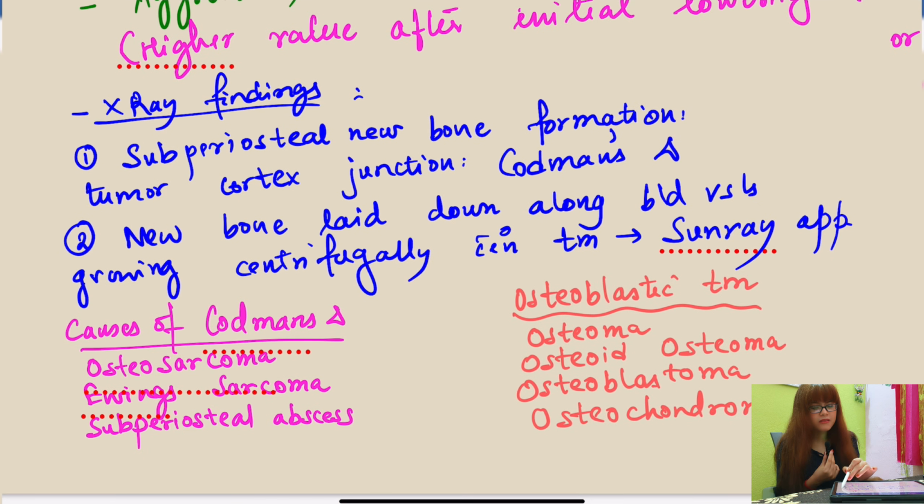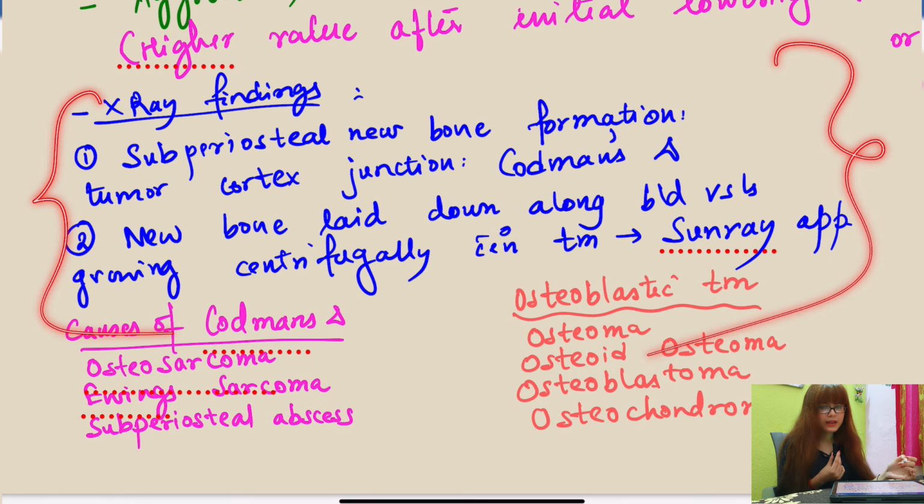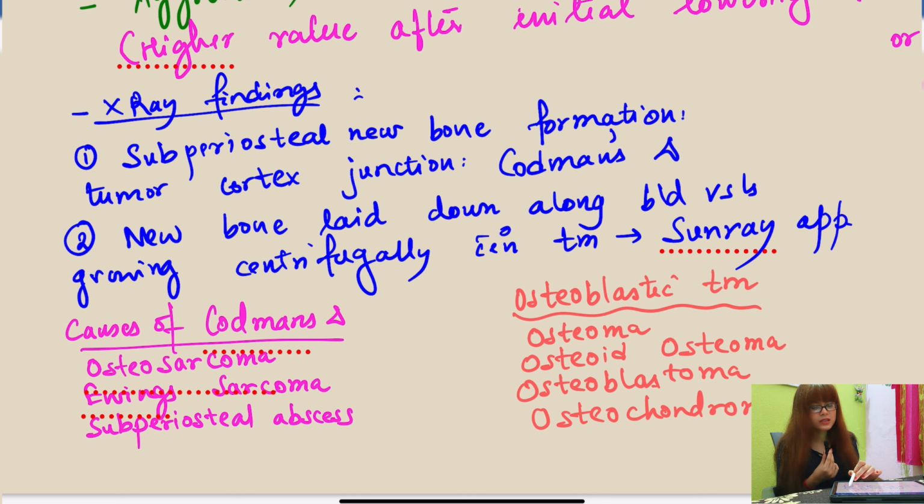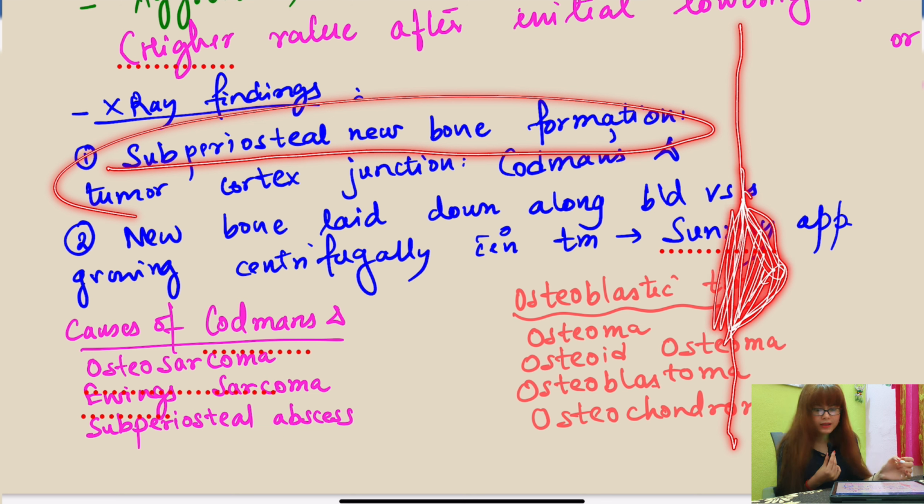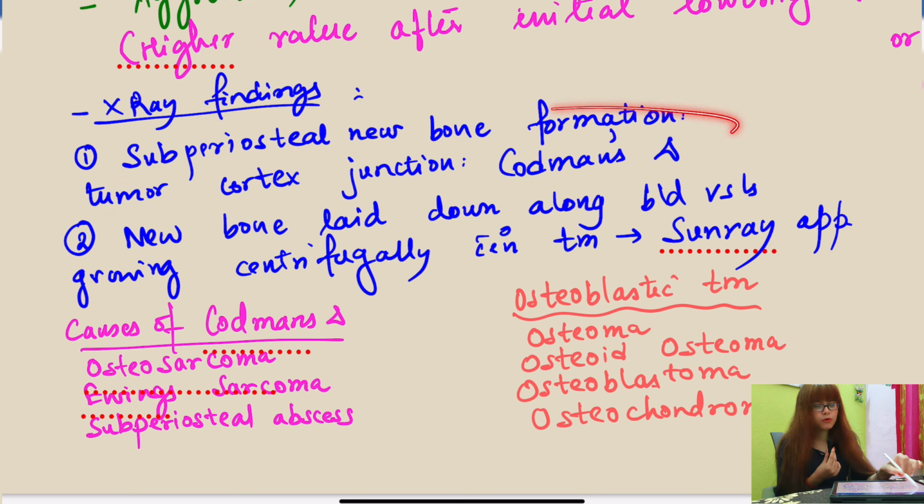The X-ray findings are very important. The two most important X-ray findings: number one is the subperiosteal new bone formation. As I mentioned, if this is the periosteum and you have subperiosteal new bone deposition, this ultimately rises and forms something called the Codman's triangle. So that's an important point.